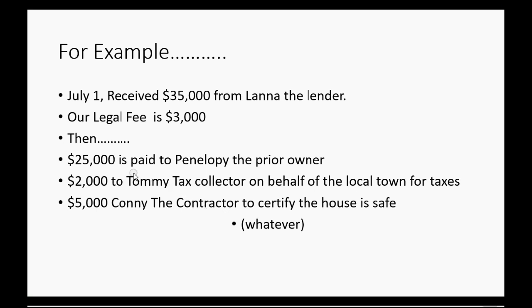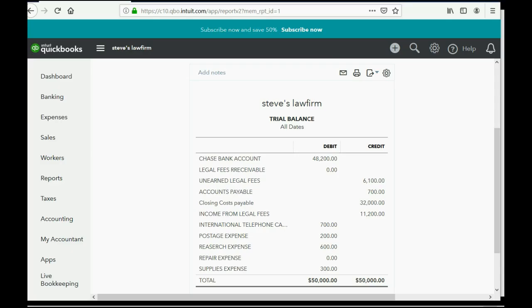Now let's imagine on the same day we pay 25, 2, and 5, because that adds up to 32. So $25,000, each of these three we're going to pay separately, and they're going to make the closing costs payable become 0. If you look at the trial balance, closing costs payable is 32,000. If we pay everybody properly, this will go down to 0 on the same day.